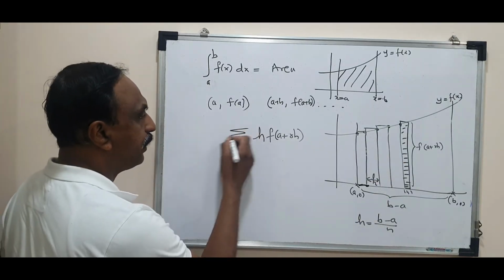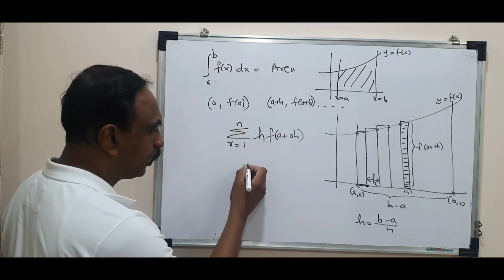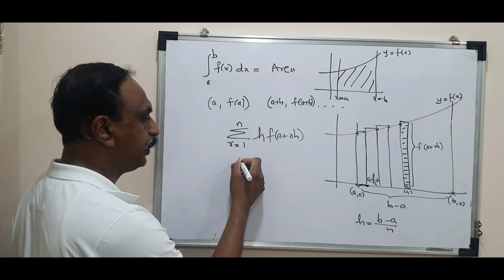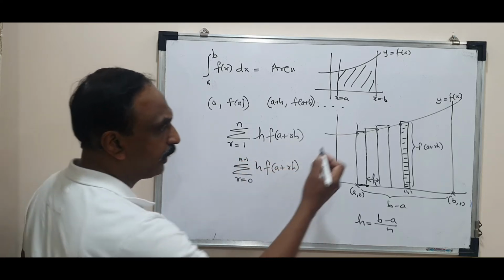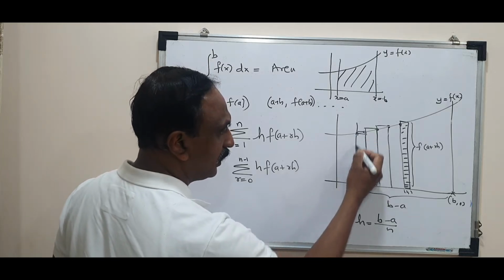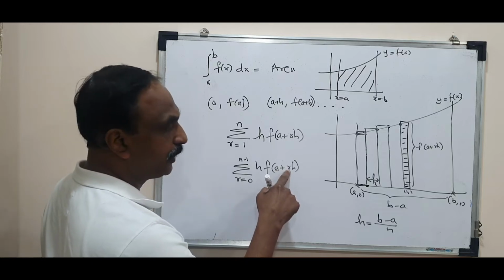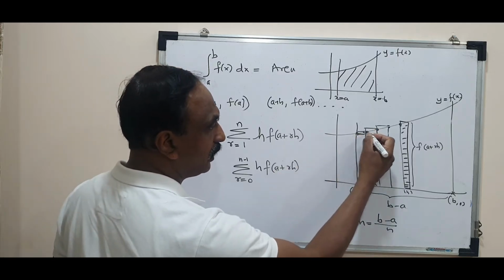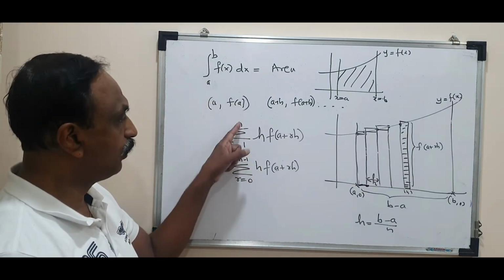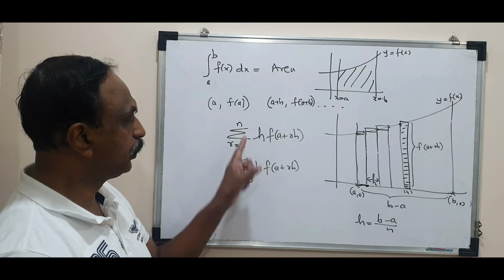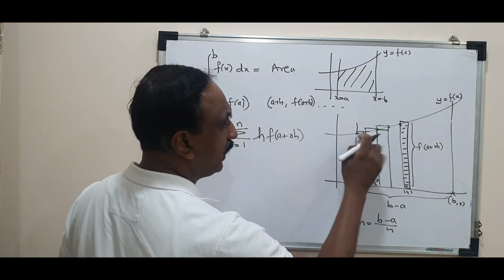So if you add them up, r is equal to 1 to n. You can also write r is equal to 0 to n minus 1. This is also correct. In this case, you will be taking the area in this manner. This is f of a plus h. This is f of a. R is 0 means f of a into h. Like this also you can take the area. So both the formulas are correct. R is equal to 1 to n is also correct. R is equal to 0 to n minus 1 is also correct. Let me deal only with one of them. So we are taking the area in this manner.